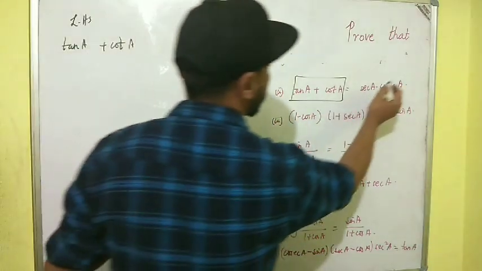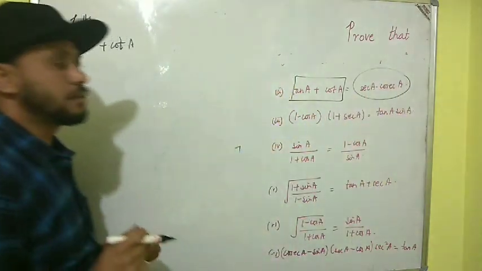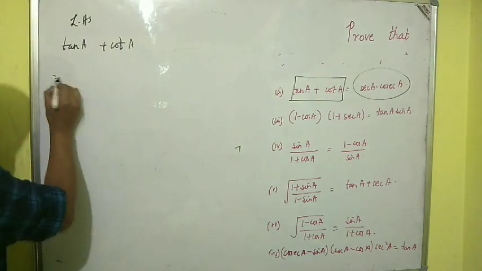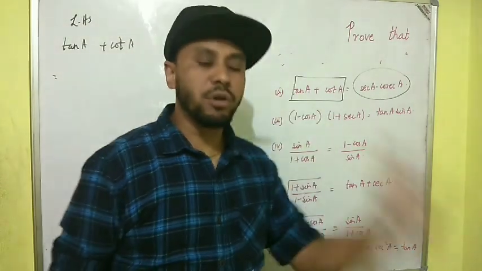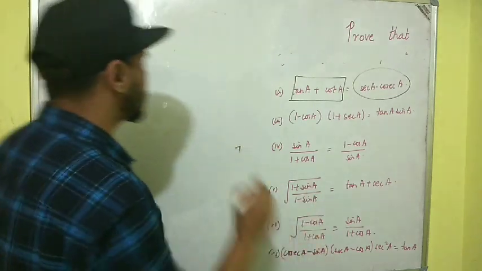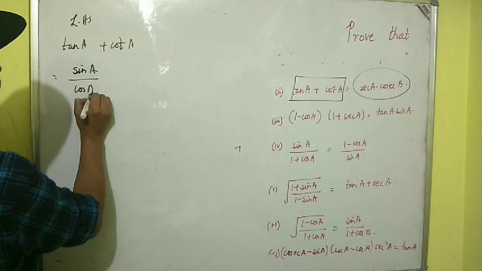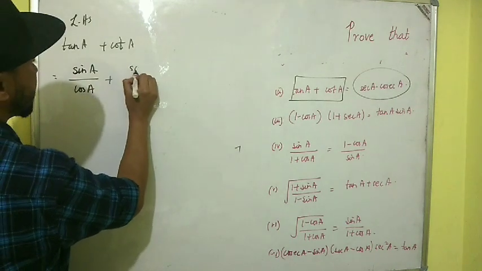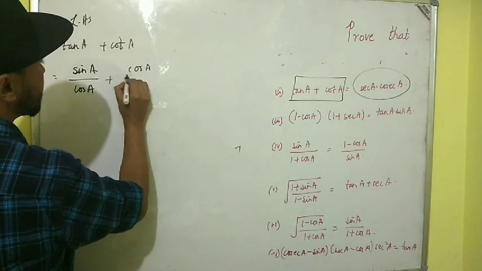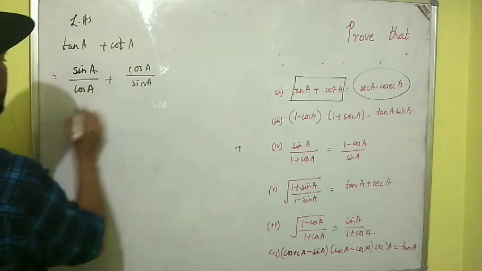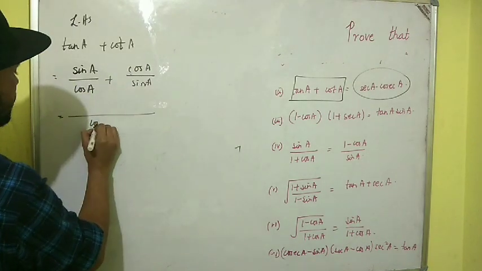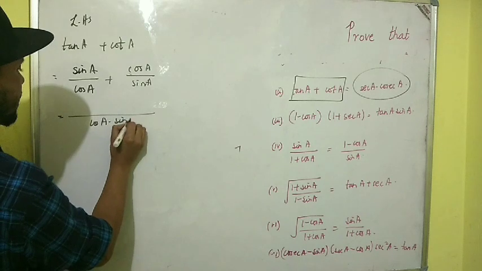Now we have to prove this is equal to sec A into cosec A. So what we have to do? We try to convert all the trigonometric ratios into sine and cos. So tan is sine A by cos A plus cot is cos A by sine A. Now let's take the LCM. The LCM is cos A into sine A.